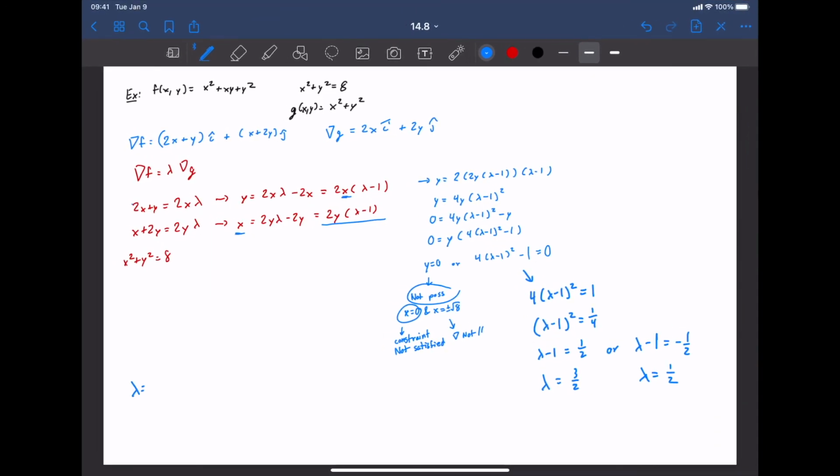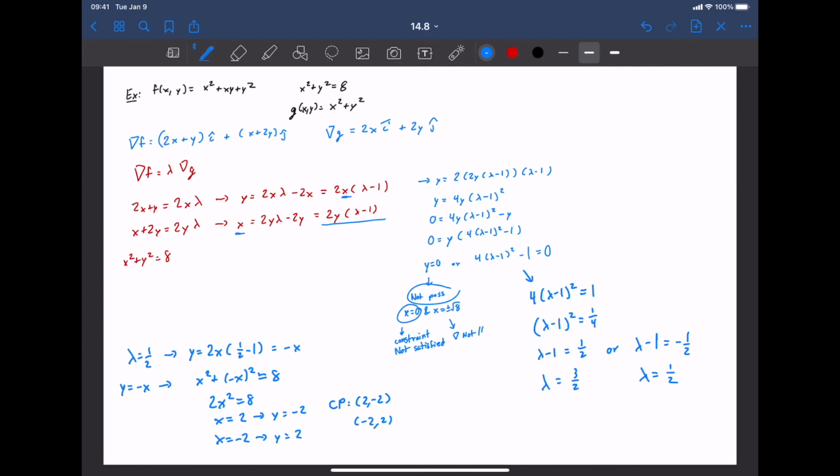If λ equals 1/2, going back to either of our starting equations, you'd have that y equals 2x times 1/2 minus 1, which is negative x. So if y equals negative x, then we'd have x² plus negative x² equals 8, or 2x² equals 8. x equals 2, which would imply that y equals negative 2, or x would equal negative 2 from that equation, and y would equal positive 2. Either way, we're getting 2 critical points from this situation: (2, −2) and (−2, 2). And that was just from λ equals 1/2.